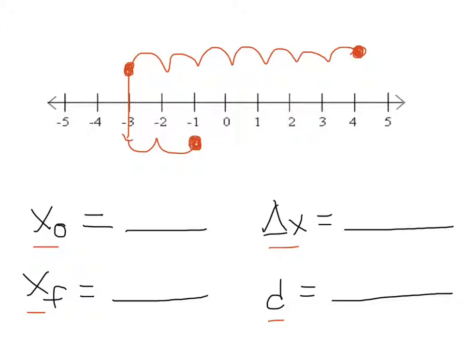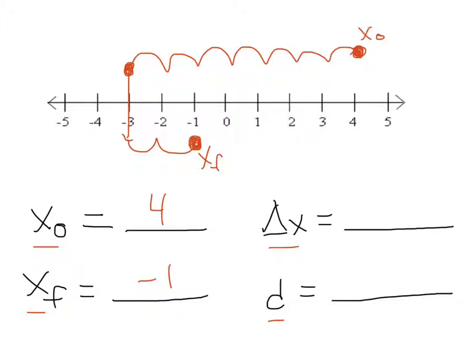4 is my initial position, so I'm going to put xo equals 4. I ended up, like the very end here, at negative 1. This would be xf, negative 1. Delta x is something I can calculate using both of those values. So those two things that were easy to find, my initial and final positions, can help me find delta x.